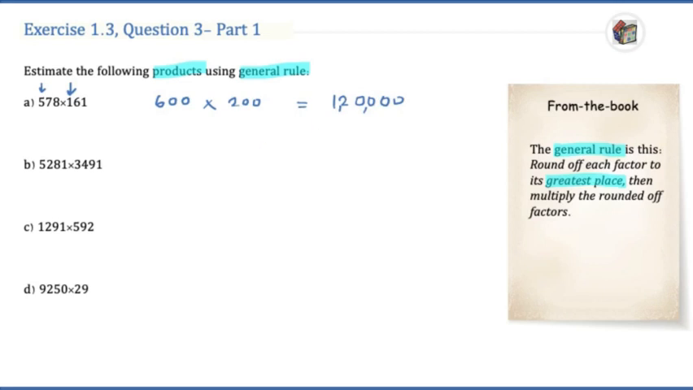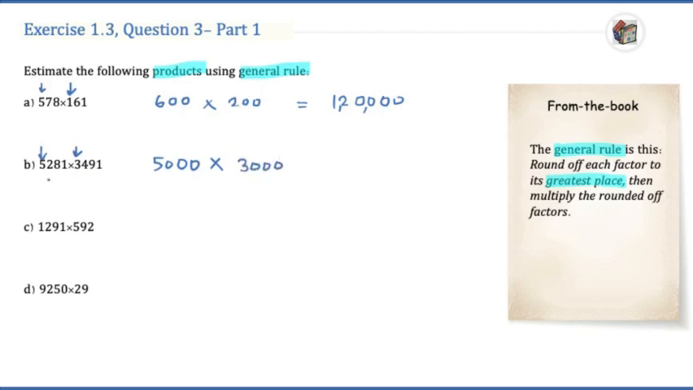Simple. B part, greatest place is this, the thousands place, and similarly in this one also it's the thousands place. Now 5,281 is between which two thousands? It's between 5,000 and 6,000. Now it is closer to 5,000 and that is why we write down 5,000 here. 3,491 is between which two thousands? It's between 3,000 and 4,000. But this here is closer to 3,000.